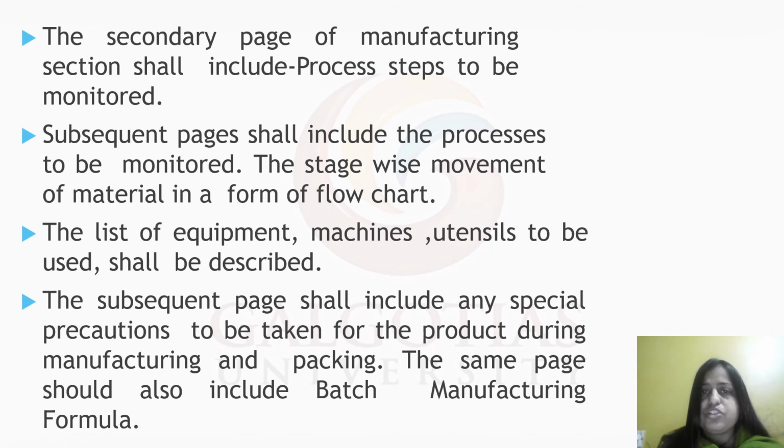The second page of the manufacturing section shall include the process steps to be monitored. Subsequent pages shall include the process to be monitored and the stage-wise movement of the material in the form of a flow chart. The list of equipment, machines and utensils to be used shall be described. The subsequent page shall include any special precautions to be taken for the product during manufacturing and packing. The same page should also include the batch manufacturing formula.